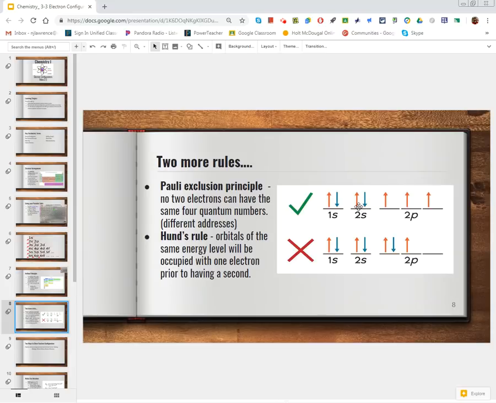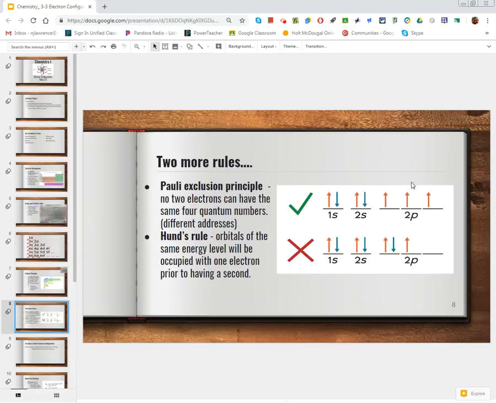They have to be opposite. And then Hund's rule says that electrons in orbitals of the same energy level will occupy one electron each before they start to pair up. So why did I go back and make such a note to show you that these electrons spread out before I added the fourth and the fifth down arrow on fluorine?